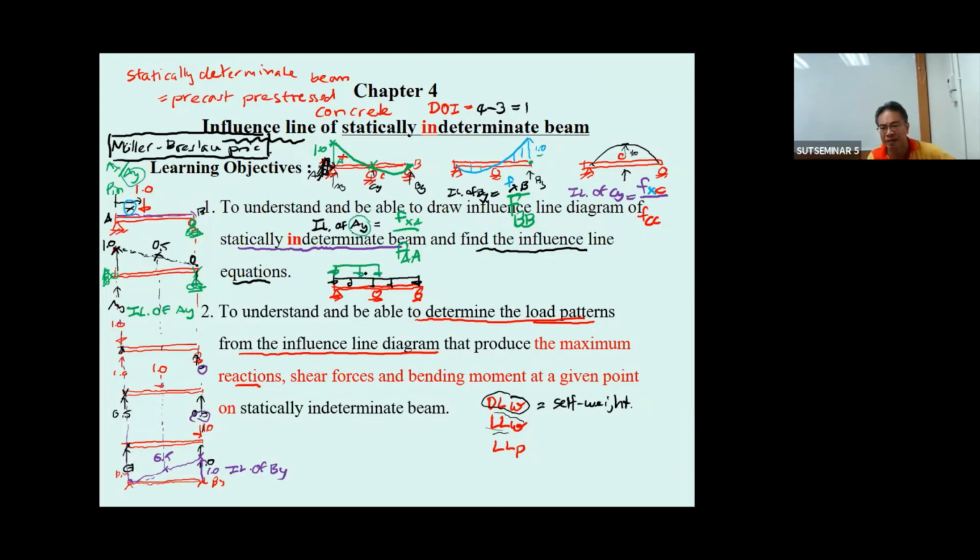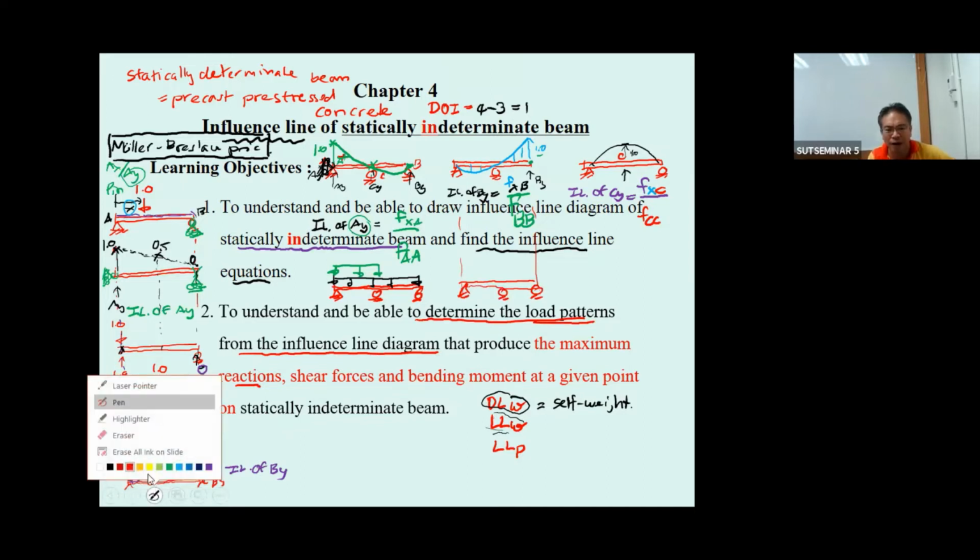Of A sub y. Since the influence here is large, you've got to put the loading pattern like this. So how about the B sub y? Coming to the B sub y, the influence line is different from the A sub y. Okay, this is going to be the same beam.